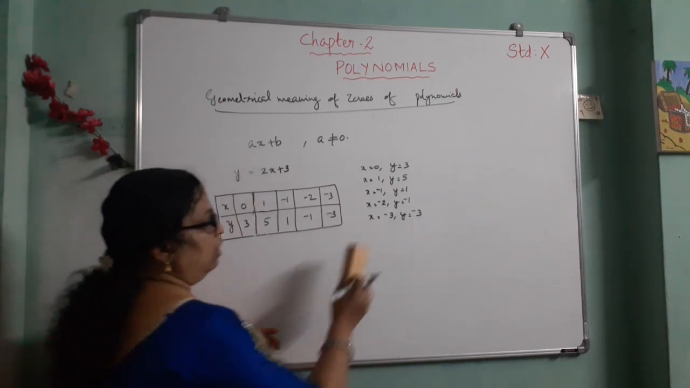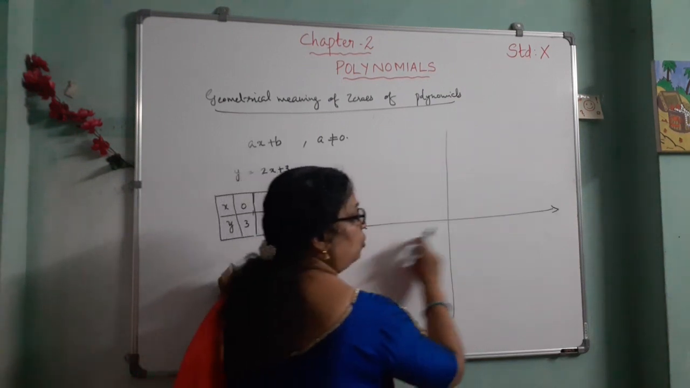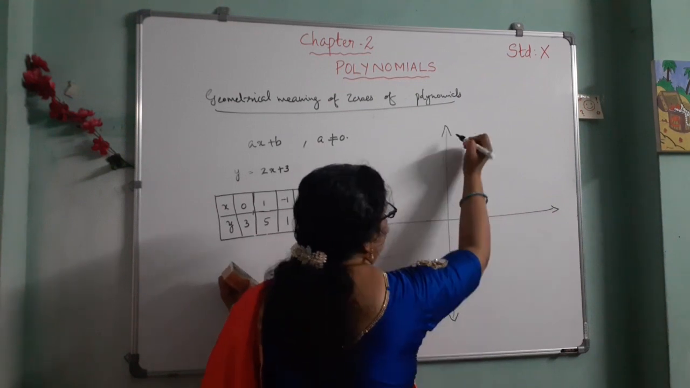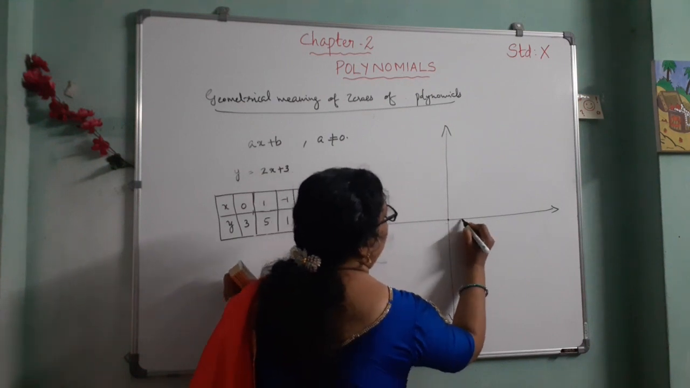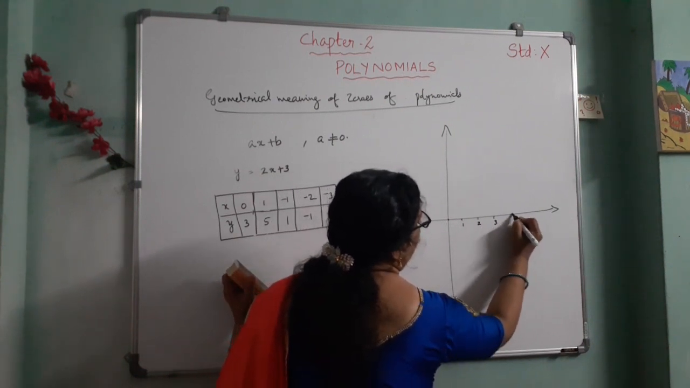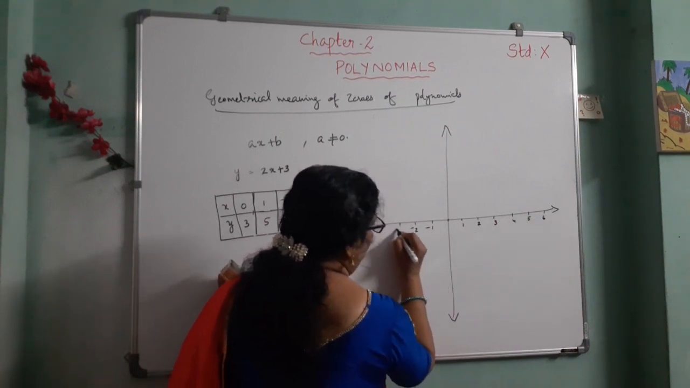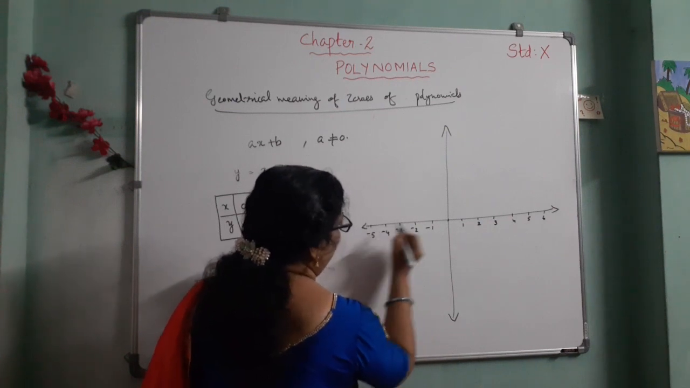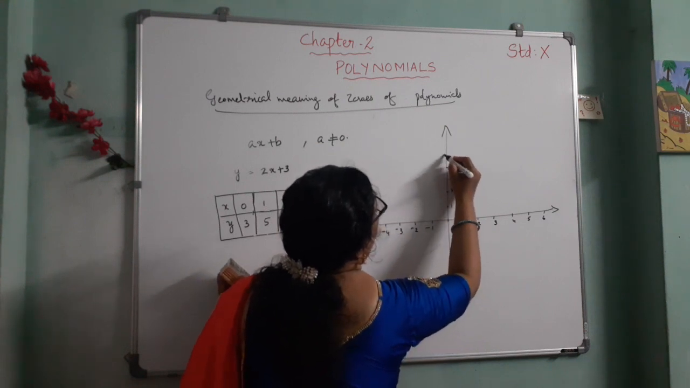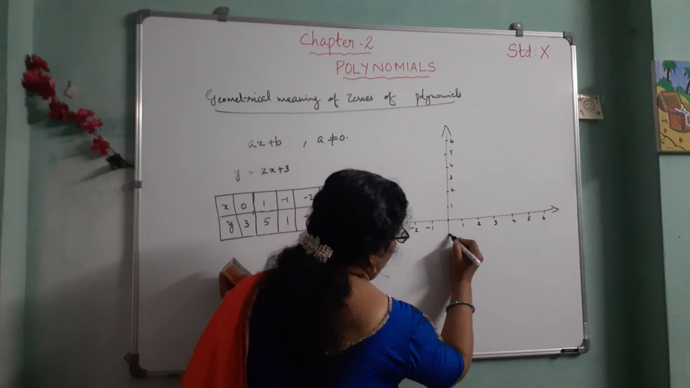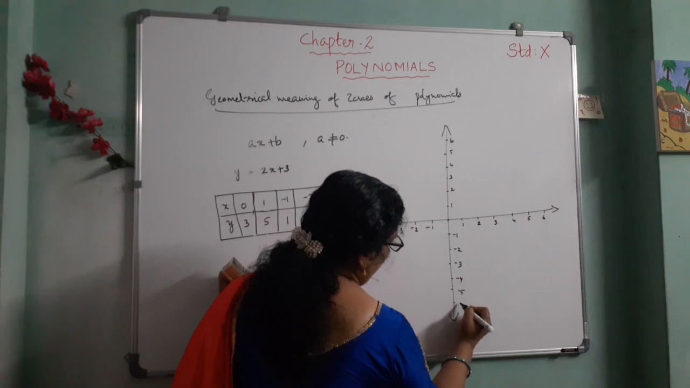Then we draw the graph. Using scale and pencil we draw the x-axis and y-axis. This horizontal line is the x-axis and this vertical line is the y-axis. Then this is the point 0 that we know, and mark the points here: 1, 2, 3, 4, 5, 6. Then here minus 1, minus 2, minus 3, minus 4, minus 5. Here also 1, 2, 3, 4, 5, 6. Below minus 1, minus 2, minus 3, minus 4, minus 5, minus 6.